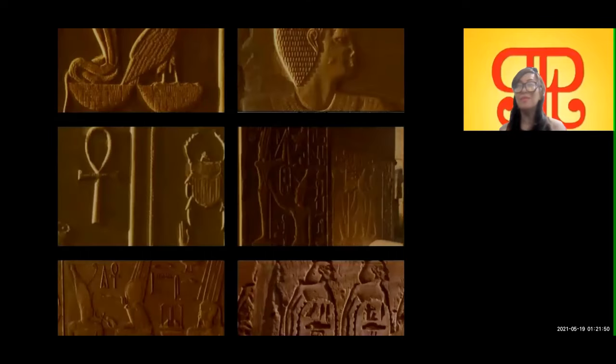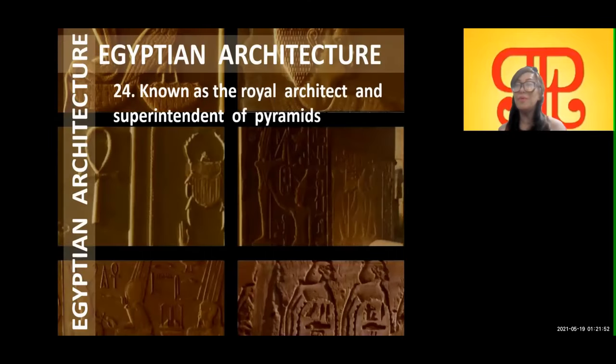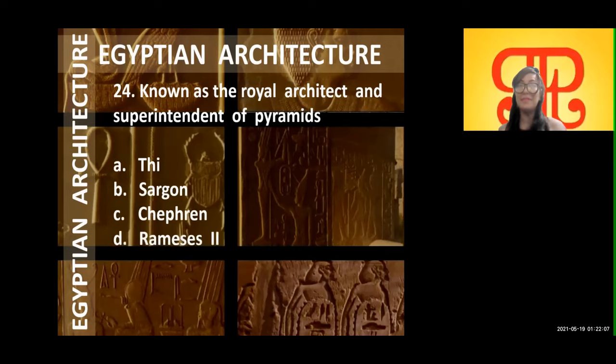Okay, let's continue. Number 24, known as the royal architect and superintendent of pyramids. Is it A, T or Tai? Is it B, Sargon? Is it C, Chephren? Or is it D, Ramses II? So the answer here is T. Next is 25.